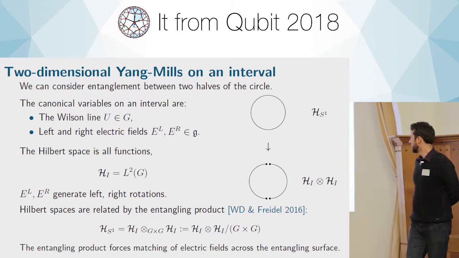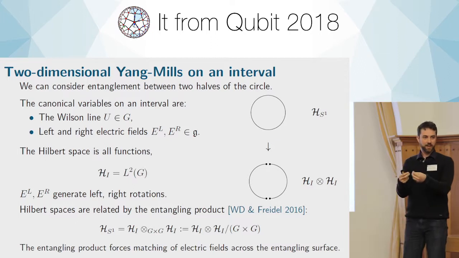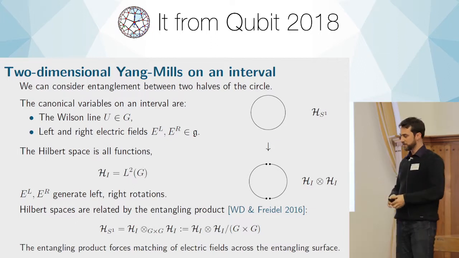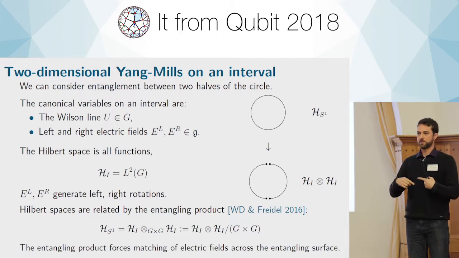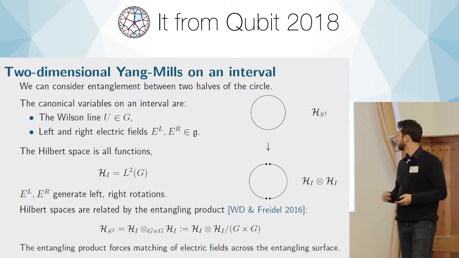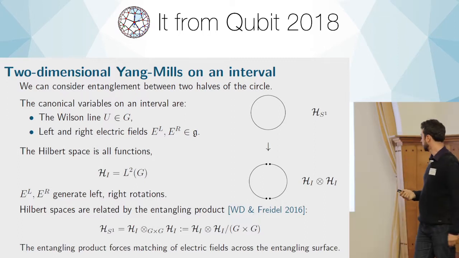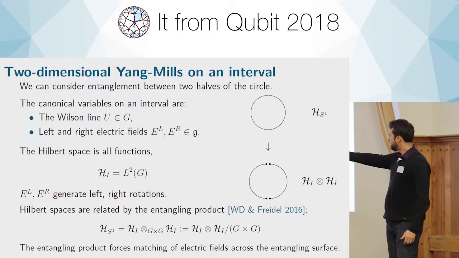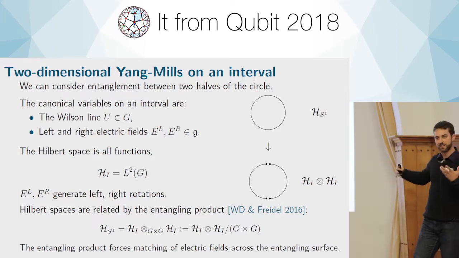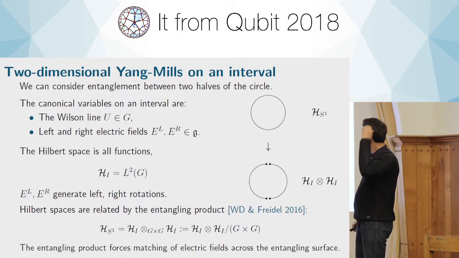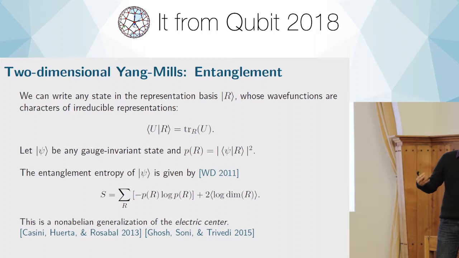Essentially what that quotient is doing is identifying the generators of these transformations. And what that's saying is that the electric field has to be continuous across that cut. But one can embed this Hilbert space into the ordinary complex tensor product and calculate entanglement entropy as usual. So there's a simple way to do that.